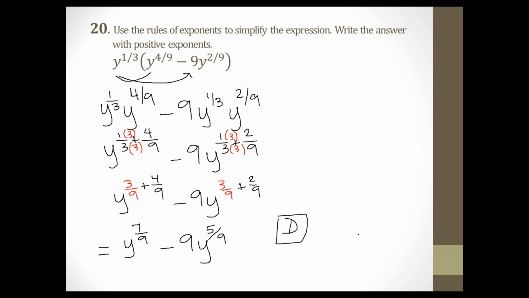Okay. All right. So any questions about exponents? All right. We'll make that switcheroo. You see how it's weird?